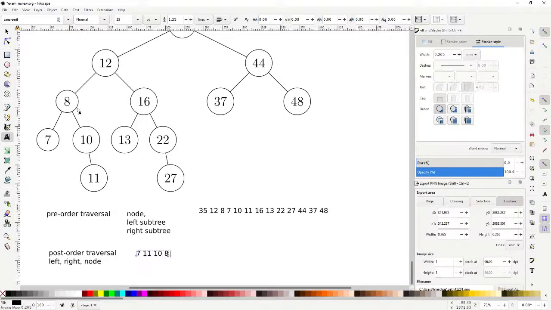Then we pop back up to here, and you might be tempted to type 12. Don't type 12, right? We go right first. We say 16, and then we go left, so we're going to say 13. And then we pop back up to 16. You might be tempted to say 16, but don't. You go down right, you say 22, 27, and then 27, 22, right? Because we're going to go right, right, and then this node doesn't have children, so you print out 27. Then you print out 22. Then you print out 16. And then finally, now that we've gone left and right, we can print out 12.